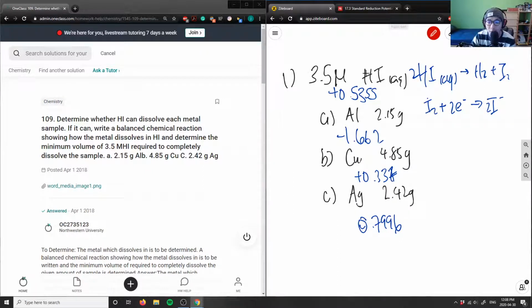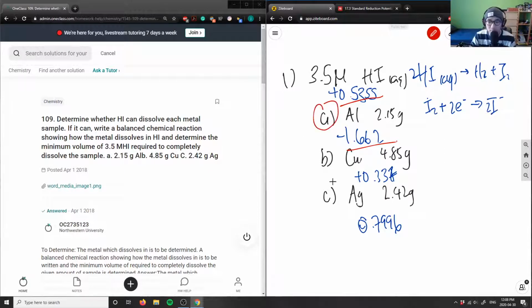We're looking at the difference, and we're going to realize that the difference is greatest for aluminum. The difference between 0.5355 and negative 1.662 is the greatest, which means it's going to dissolve the metal. So aluminum is our correct answer. So I know it's going to be A.